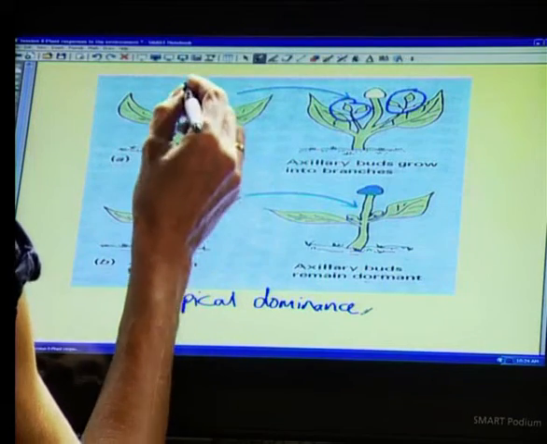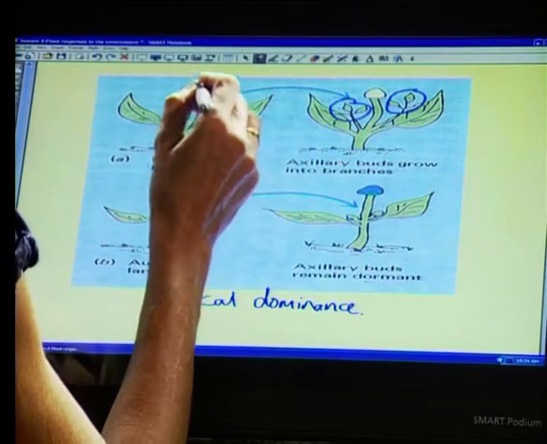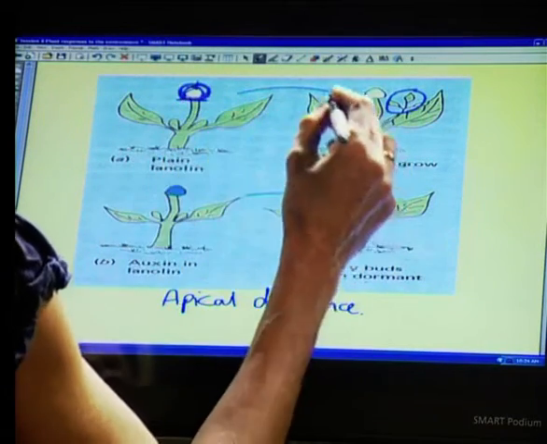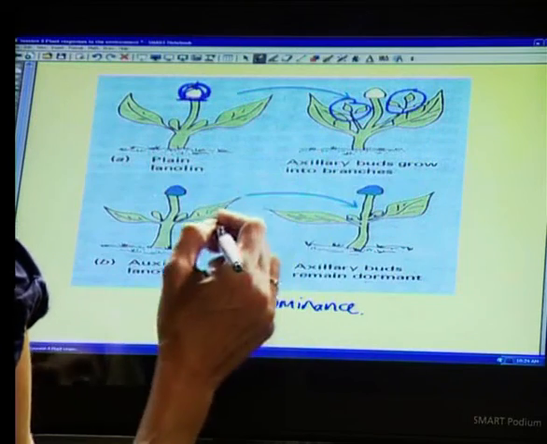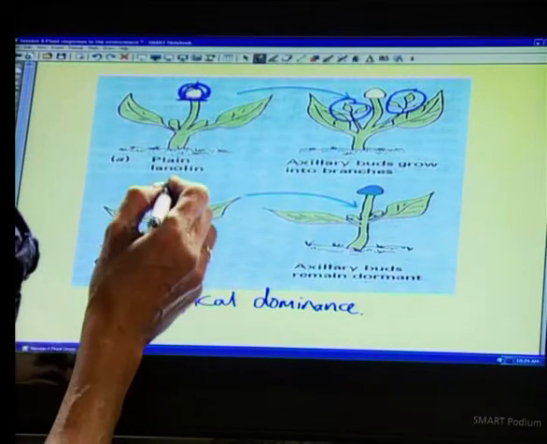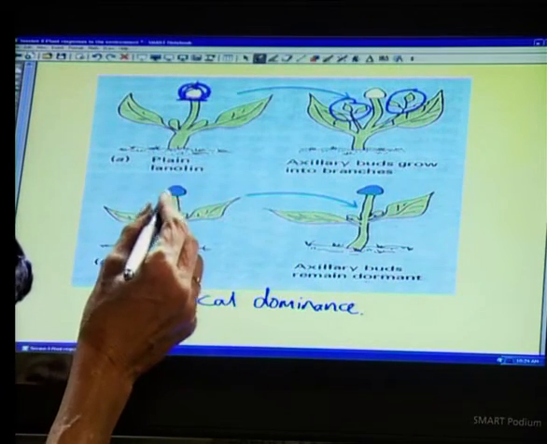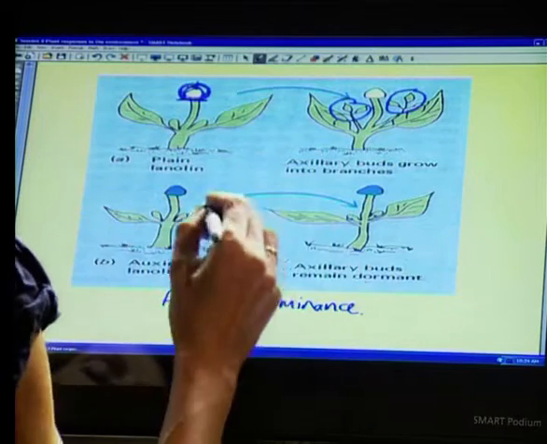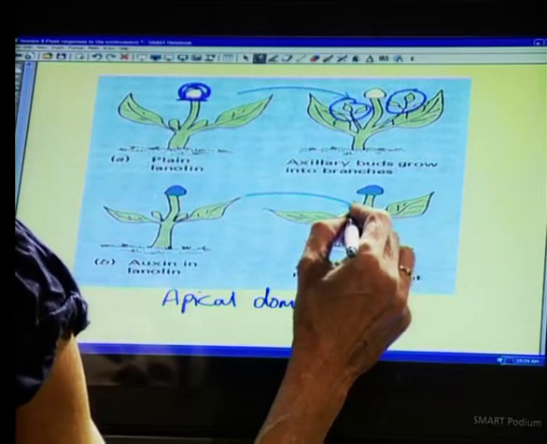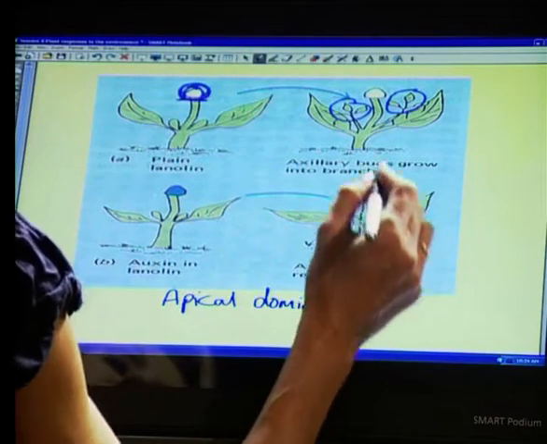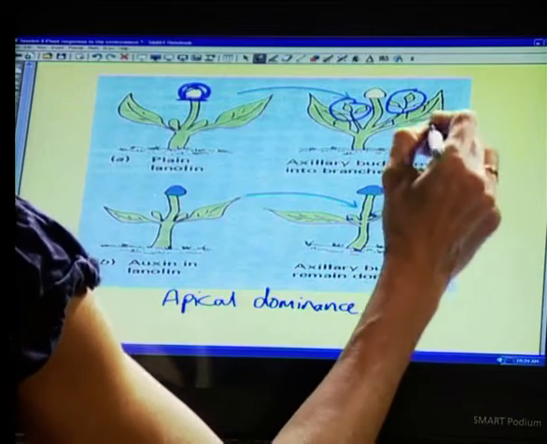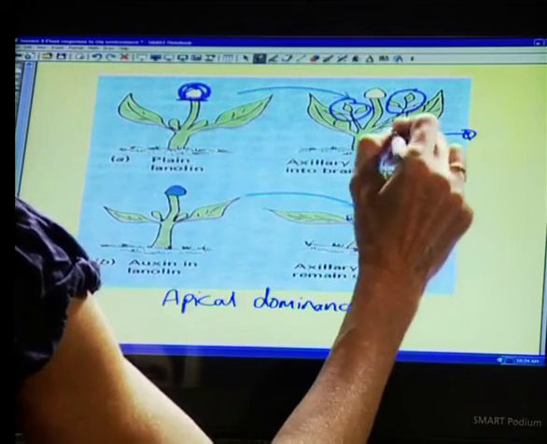and that's where the growth will happen. So they've cut the tip off here and put lanolin, and the little lateral auxiliary branches grow. Here they've put auxins in the lanolin after cutting the tip off, and the auxins will then stop these auxiliary buds from growing, and the plant will grow higher. Here it grows sideways.